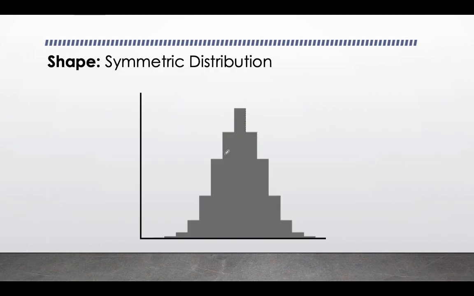And finally, the shape of the data can be used to describe and analyze the data. This first one is called a symmetric distribution. Symmetric, as you know, means that if you split the data in half down the middle, we have the same on the left as we have on the right. Now, it does not have to be exactly the same for it to be considered symmetric, just pretty close or almost identical. So a symmetric distribution would look like this.